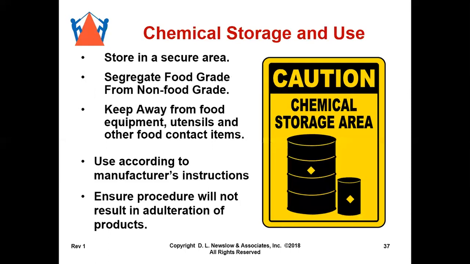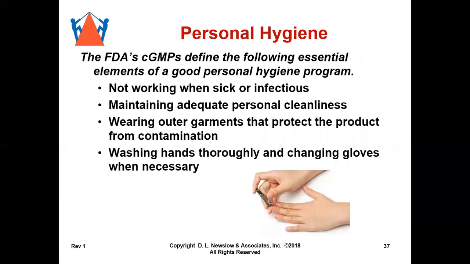Chemical storage and use. Store in a secure area. It doesn't have to be locked, it needs to be secure. Segregate food grade from non-food grade. Keep away from food equipment, utensils, and other food contact items. Use according to manufacturer's instructions. Ensure the procedure will not result in adulteration of our products.